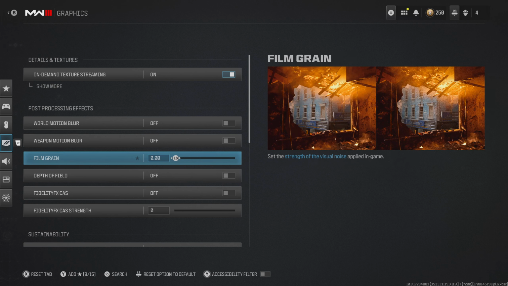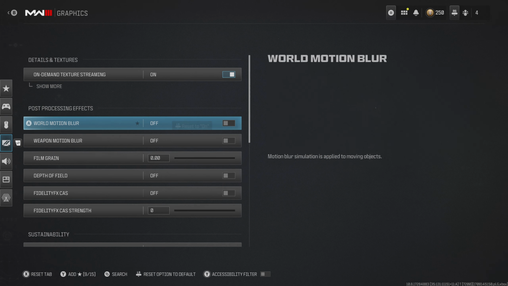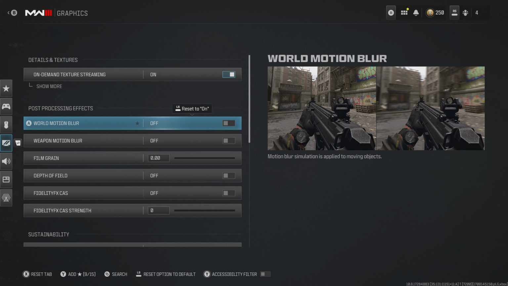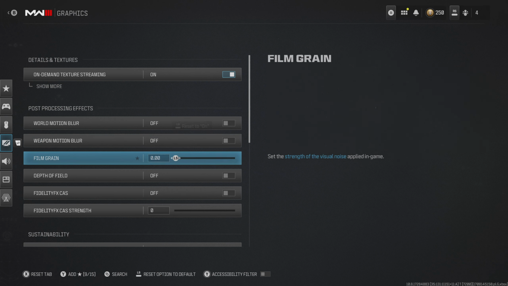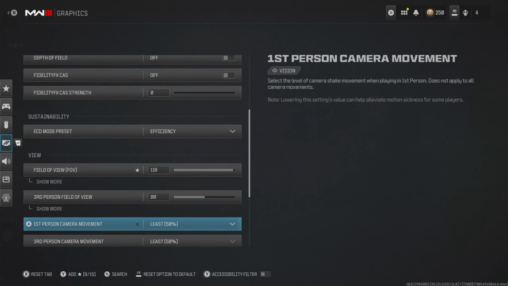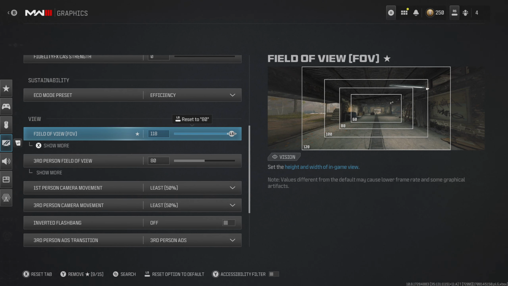Just film grain off, world motion blur off, weapon motion blur off. In my opinion, you should have both of these off. I don't know what people are doing. You're just giving yourself a disadvantage by having things blurry. And even if you only have the weapon motion blur on and you're a sniper that makes montages, heads up, you're messing up your editor by adding motion blur to your gun, because they add a motion blur to their edits, so you're making it look way worse by doing that. So just take off any motion blur, don't be stupid.